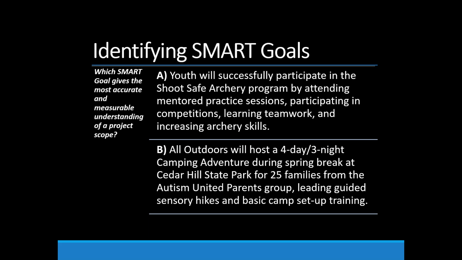So I have two different SMART goals here. We're going to look at what SMART goal gives the most accurate and measurable understanding of your project scope. So between these two goals, is it specific? This would include lots of details and kind of address the who, what, where, and when. Does it have some type of measurability? We do track the progress of your project throughout the year, and so we need some type of measurable deliverable.